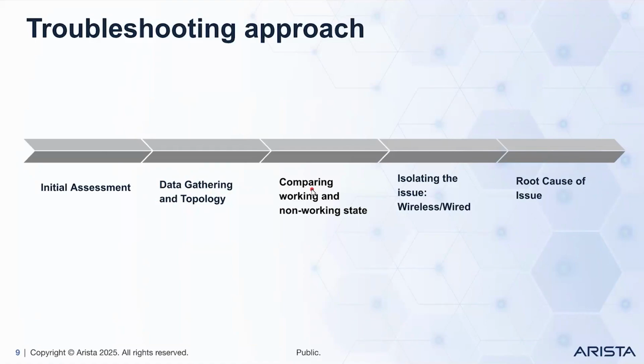The third step is comparing the working versus the non-working state. Here, we will be analyzing the historical trends during the issue window, and we'll contrast them with normal performance, which will also help us highlight the anomalies. The fourth step is going to be isolating the issue.